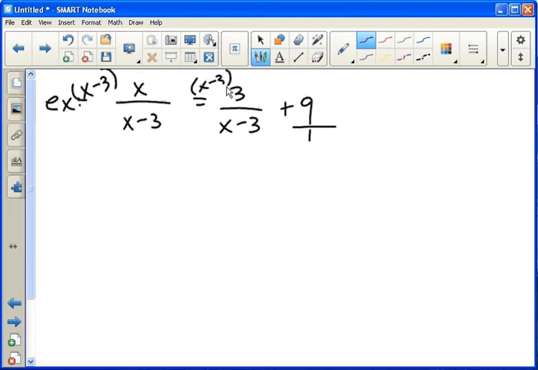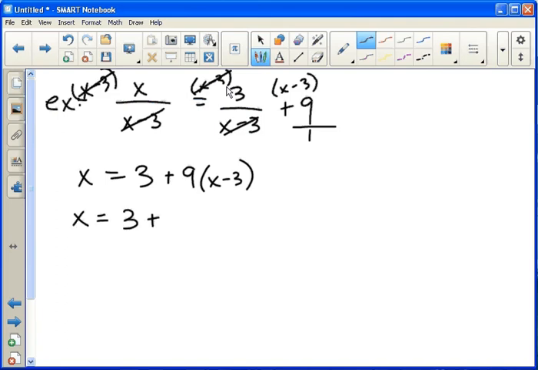So that cancels out here and leaves you x. That cancels out here, leaves you 3. But it does not cancel out on the 9, so we have to do 9 times x minus 3. So now this looks kind of like our second example, where next we need to distribute. So 9 times x and 9 times negative 3.